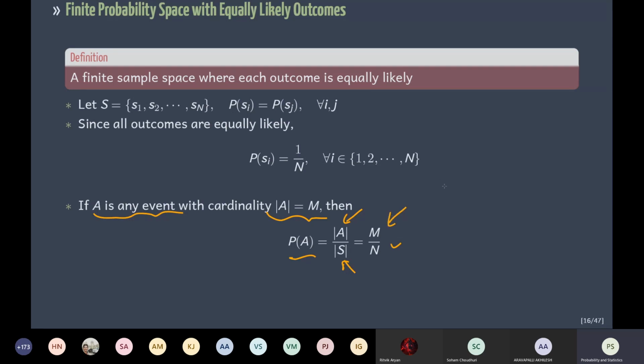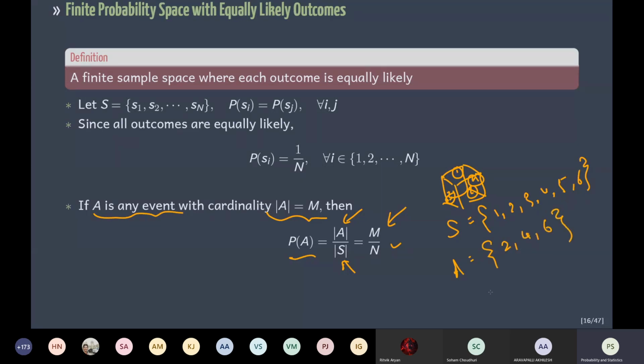So another example is a die, where you have the numbers 1, 2, 3, 4, 5, 6. This is a finite sample space because the sample space is 1, 2, 3, 4, 5, 6. And the event could be, let us say, even numbers, so 2, 4, 6. This is a finite sample space, equally likely, because any of the numbers can appear. In this case, the cardinality of A is 3 and the cardinality of the sample space is 6. So the probability of obtaining an even number is 1/2.